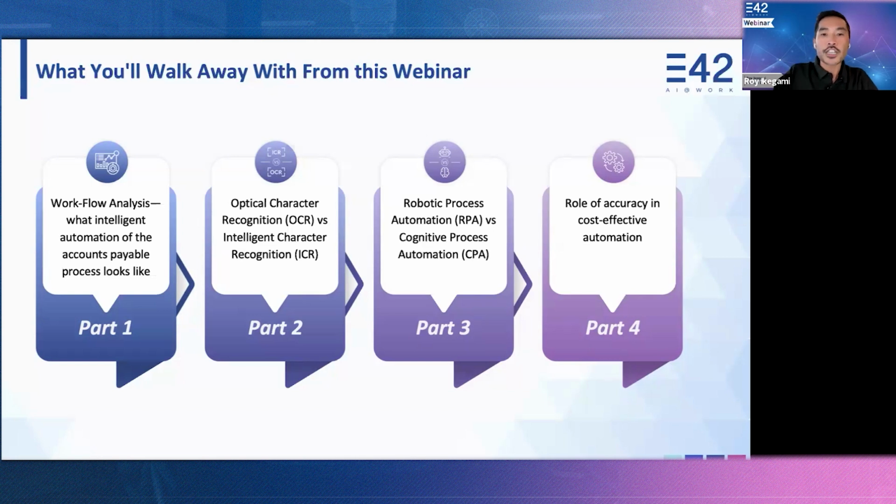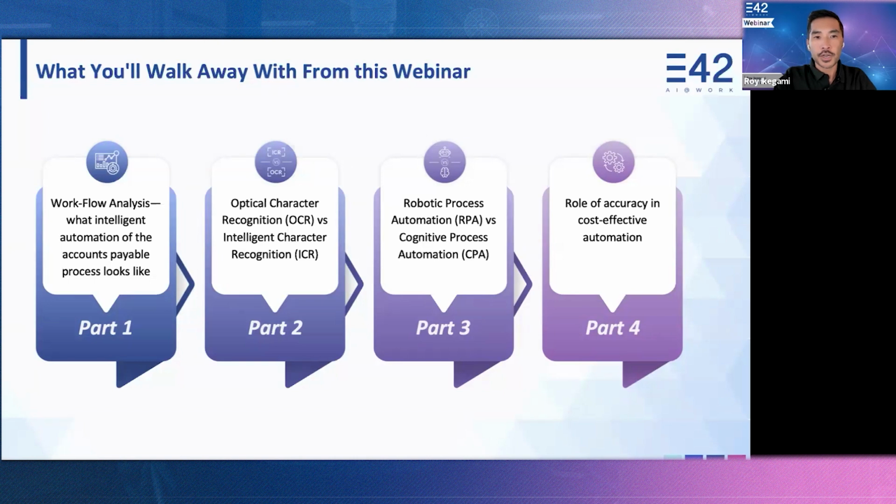And of course, the extraction of information from your invoice is just one part of your AP process. We understand that every business is different, right? There's going to be a lot of nuances when it comes to the different rules that you're going to want to apply to your workflows. And this is really where automation platforms come into play.